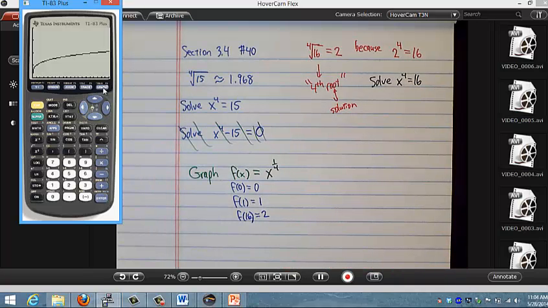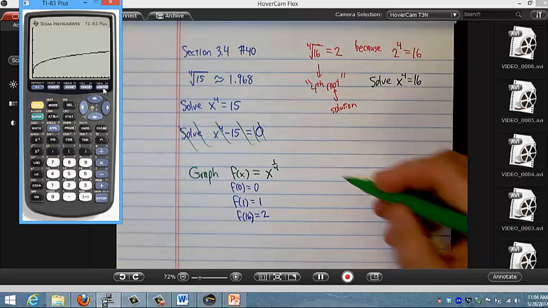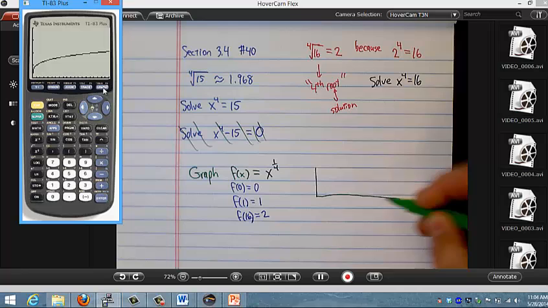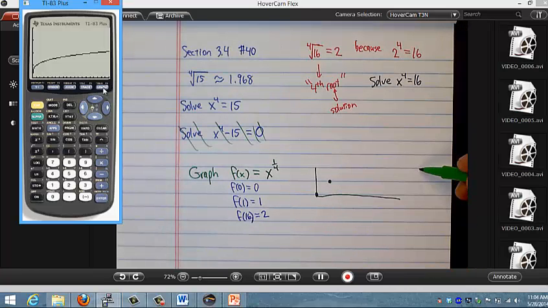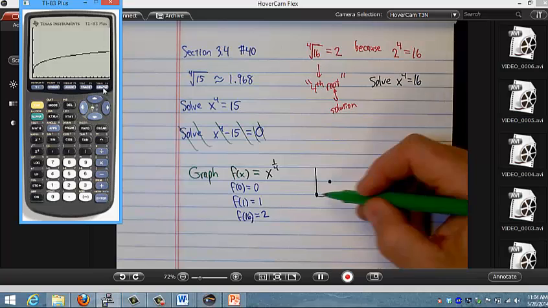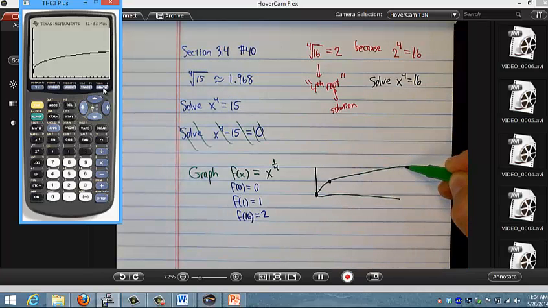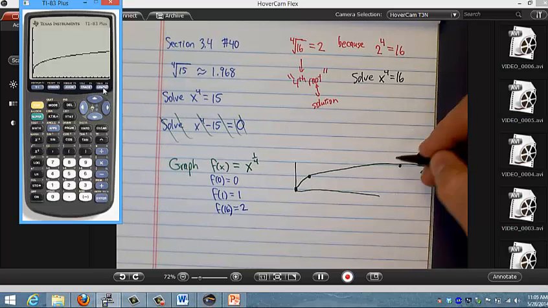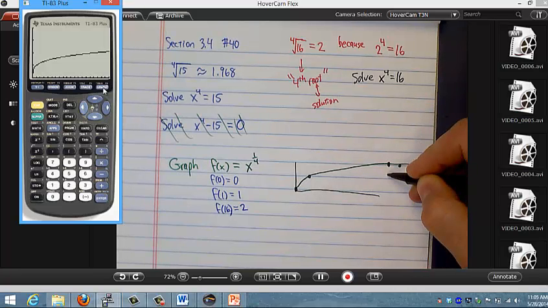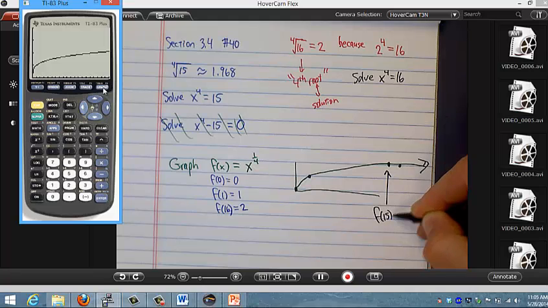So the picture is this. It goes through 0, 0. It goes through 1, 1. But then it's not until it gets to 16 that it actually makes it to 2. So it grows, but it's growing slowly. So that's a picture. And we know what we want. We actually want to figure this out: f of 15. That's what we don't know.